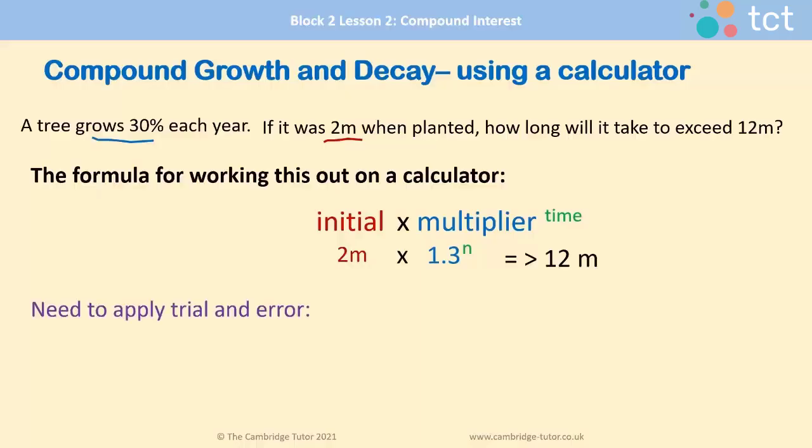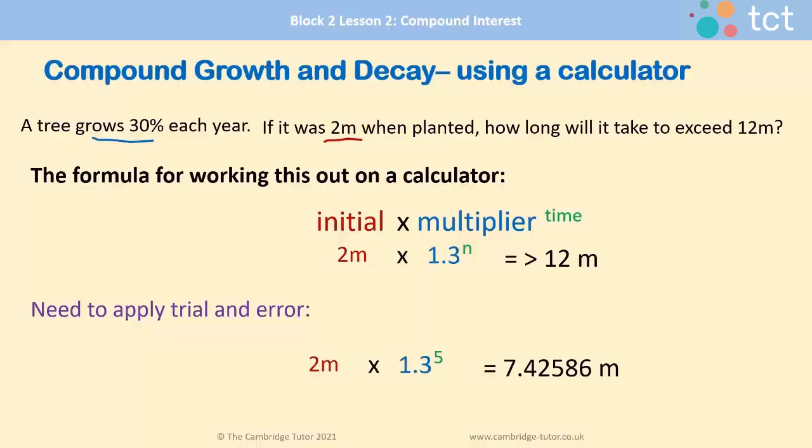For this kind of question, you need to apply trial and error. So we're going to play around with what that power of n could be. I'm going to start with 5. When I put into my calculator 2 times 1.3 to the power of 5, I get 7.42586, and that's not bigger than 12. So I need to try a higher power.